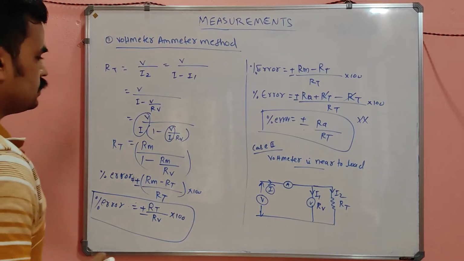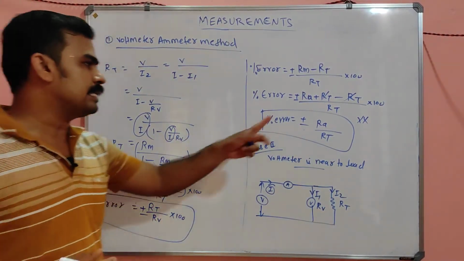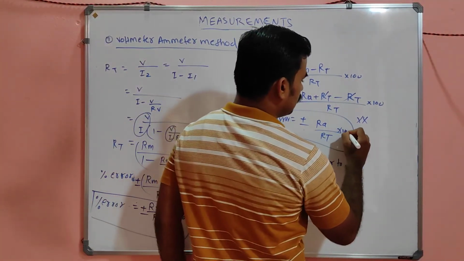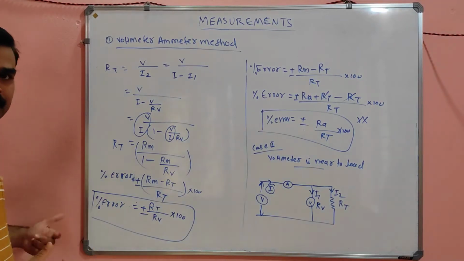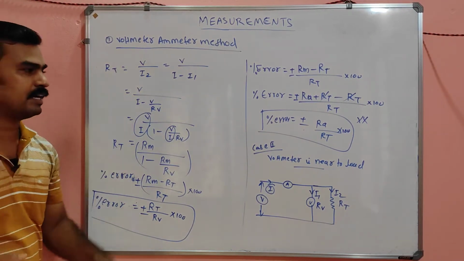So listen, my dears. Suppose the ammeter is near to the load, then the percentage error is plus or minus Ra by RT into 100. And suppose the voltmeter is near to the load, then it is plus or minus RT by RV into 100. See the opposite case.